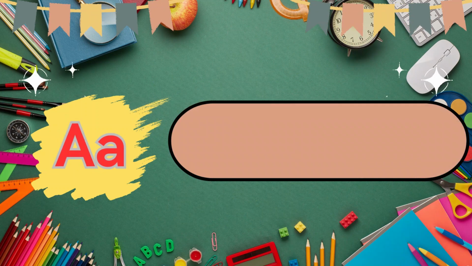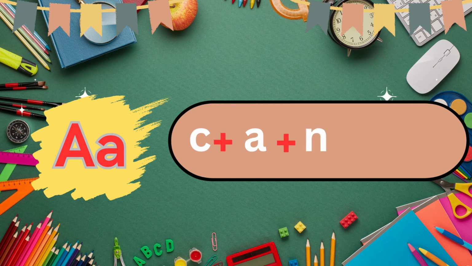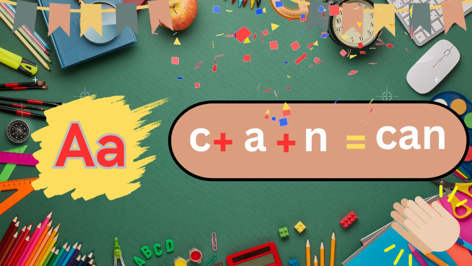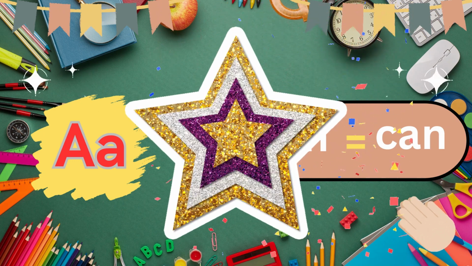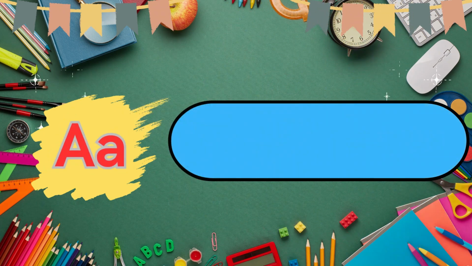You got a star! K, A, can. Again. K, A, can. Your turn. Good job! You did it! You got a star!